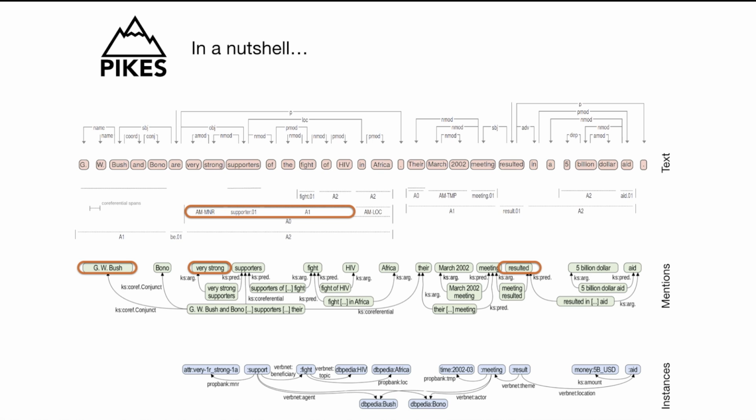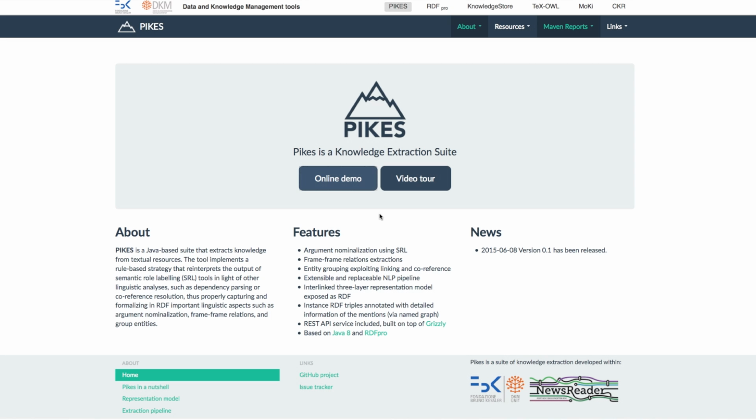The source text with its metadata, the mentions extracted from it, and the instances generated by applying the rules represent the three layers of PIKES' representation model. This model is fully expressed in RDF according to semantic web best practices, and by exploiting links between the layers, it allows relating each triple produced at the instance layer to the parts of text and the intermediate NLP output from where it was derived.